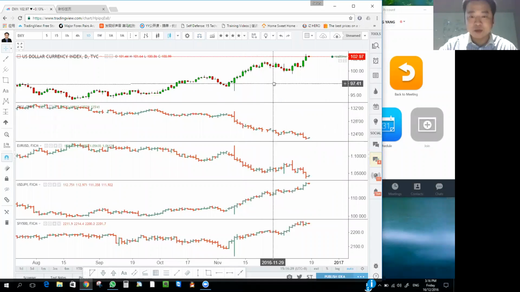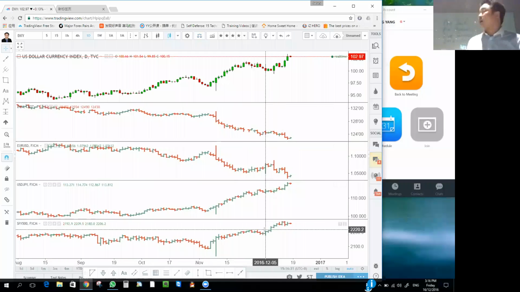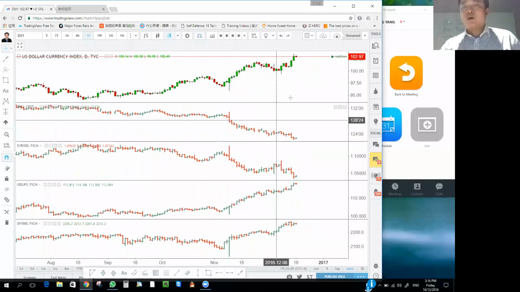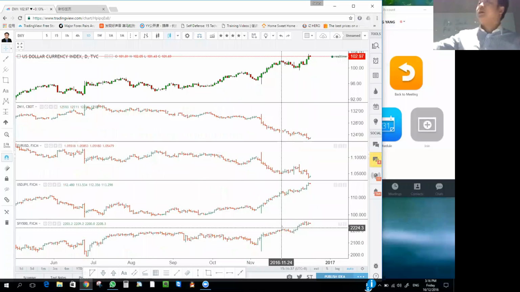Okay, what can we learn from the charts? We can see very clearly the dollar going up immediately. What are the most important factors for the dollar? The composition of the DXY: euro is almost 50%, yen about 25% to 30%. The rest is sterling, Canadian, Swedish, and other currencies.